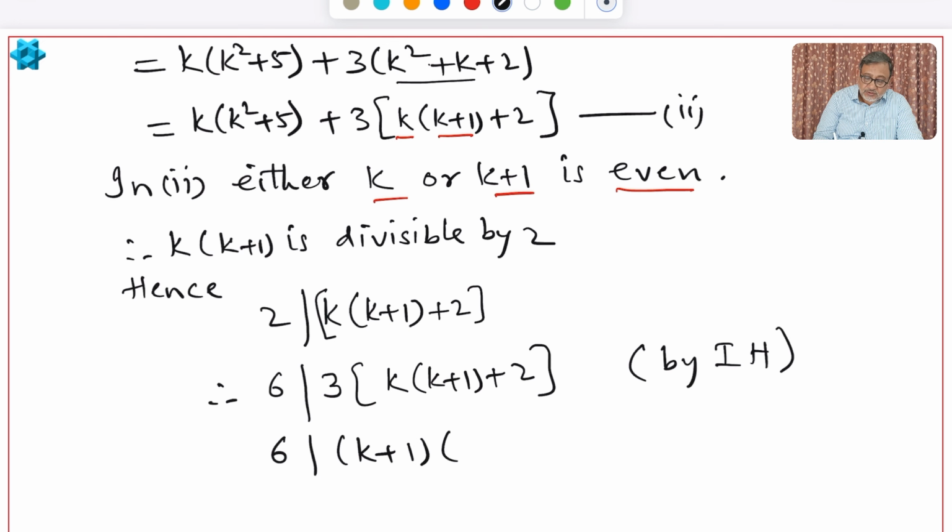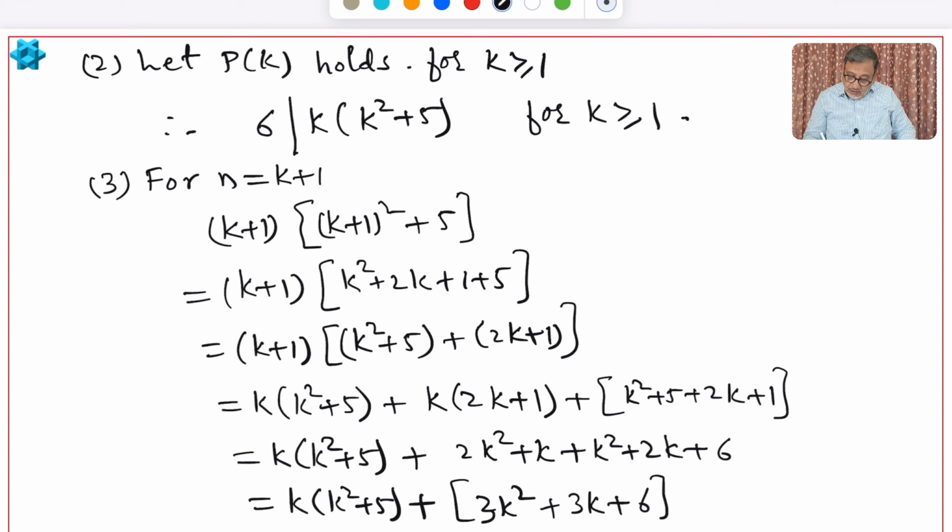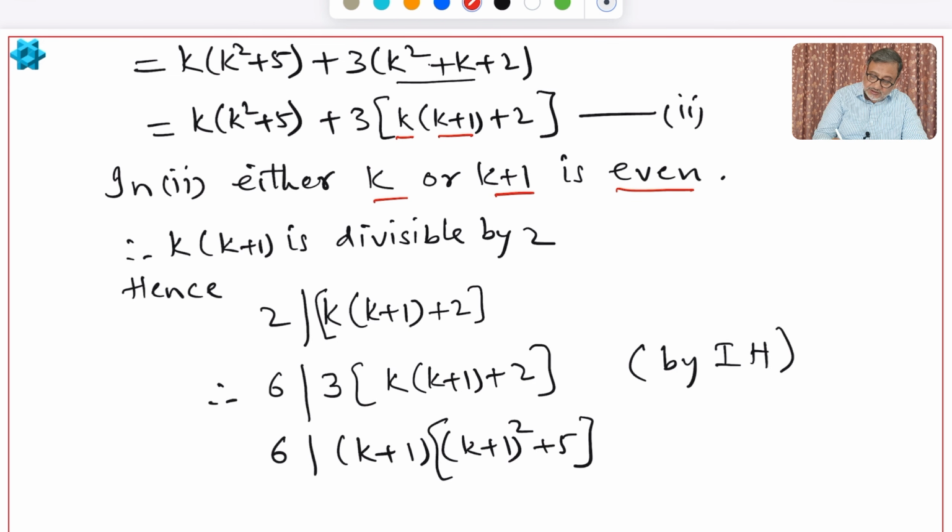(k+1) into ((k+1)² + 5). Okay, why we are writing like this? See here what we wrote. We wrote about this one, that it is divisible by 6. This is already divisible by 6. We already have proved it in inductive hypothesis. So both of them are divisible by 6, right? So therefore P(k+1) holds.